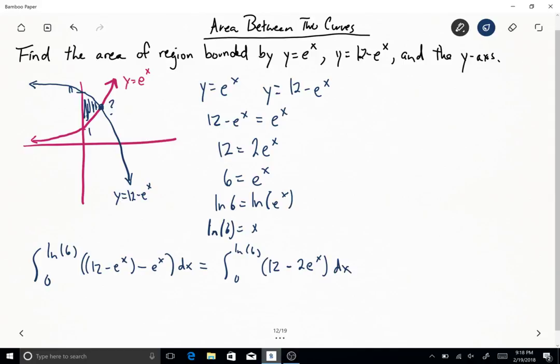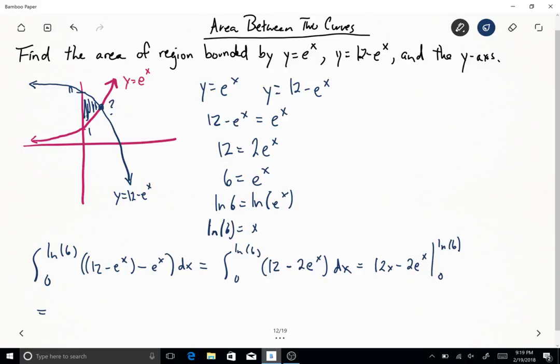And hopefully this feels a lot better, because our integrals are getting simpler in some regards. As long as you understand how to set that thing up, that was the real trick to this problem. So we get 12x minus 2e to the x, with 0 and the natural log of 6 as the bounds.